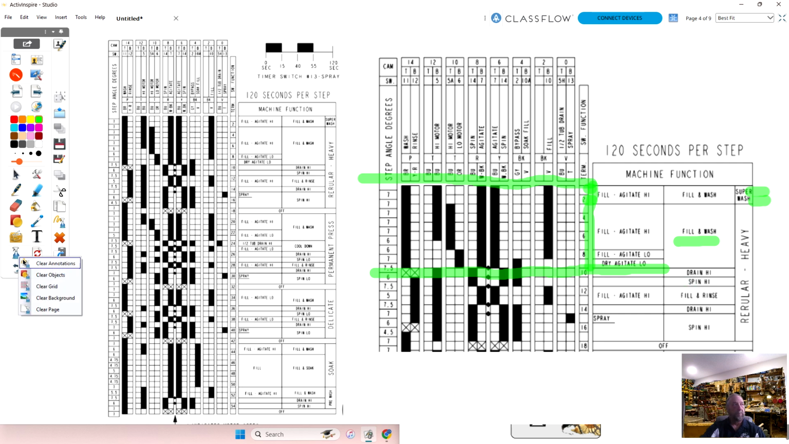Would that be 10 minutes? Well, it's the 10th increment it goes into drain. But remember, each increment is how long? 120 seconds. That'd be 2 minutes. So it's 2, 4, 6, 8, 10, 12, 14, 16, 18.